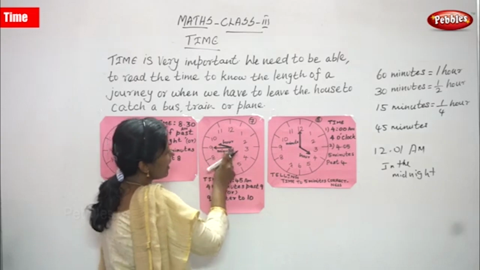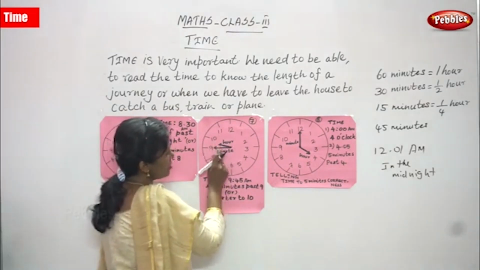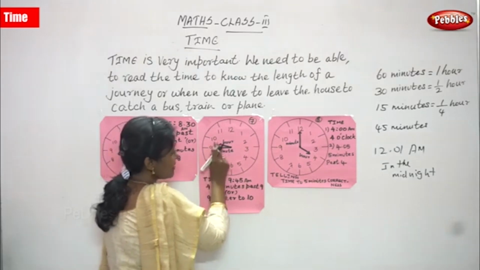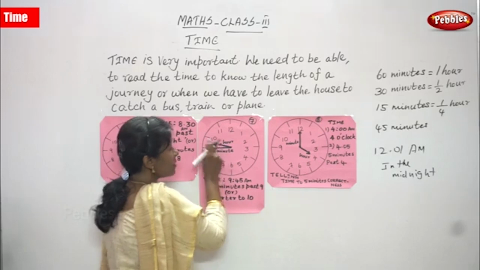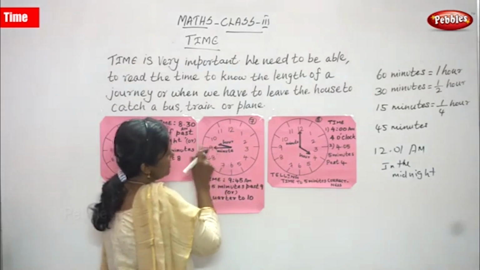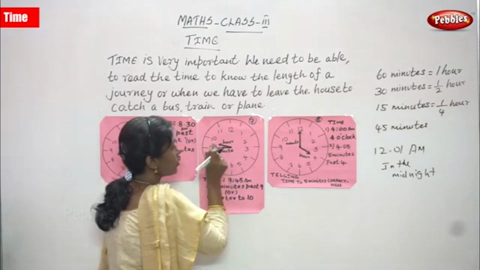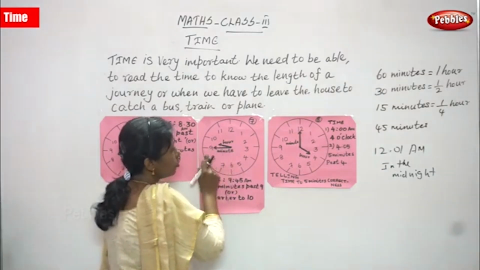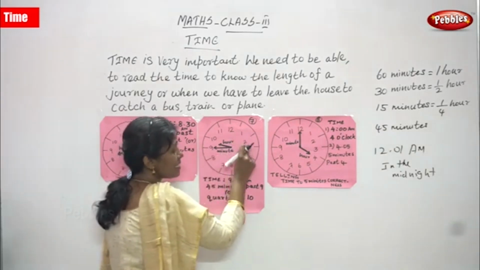The short hand, the hour hand, stands between 9 and 10. I'll repeat once again: the hour hand stands between 9 and 10. So you have to consider the lower time, that is 9. And also the long hand shows the time of 9. I've told you, while you go for the minute, you have to consider each number as 5 minutes.